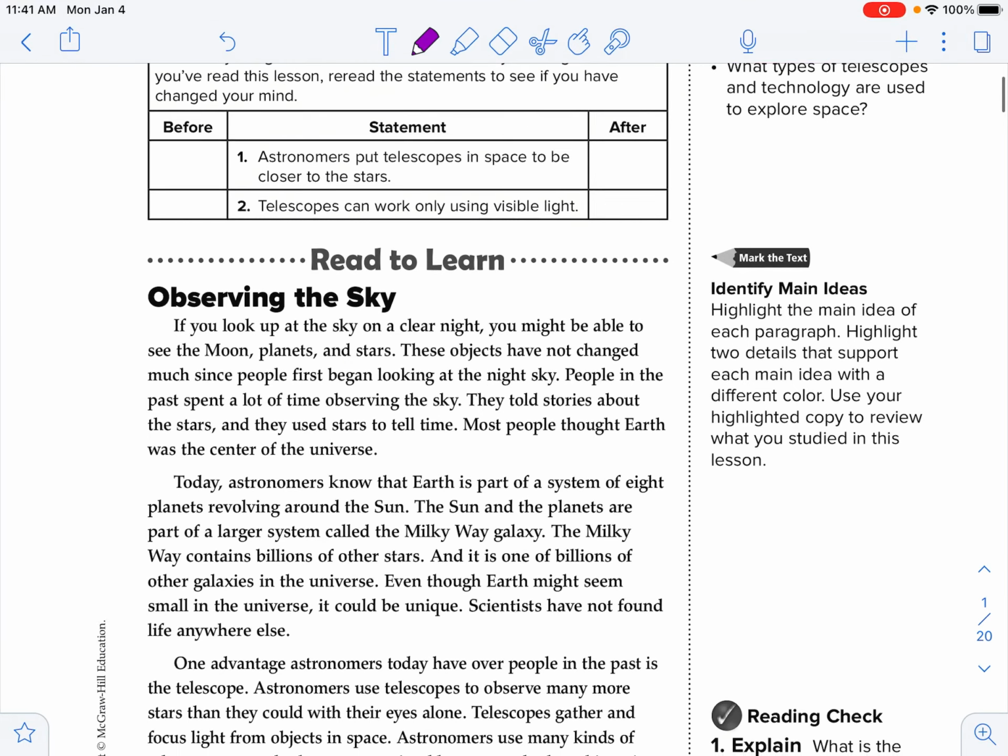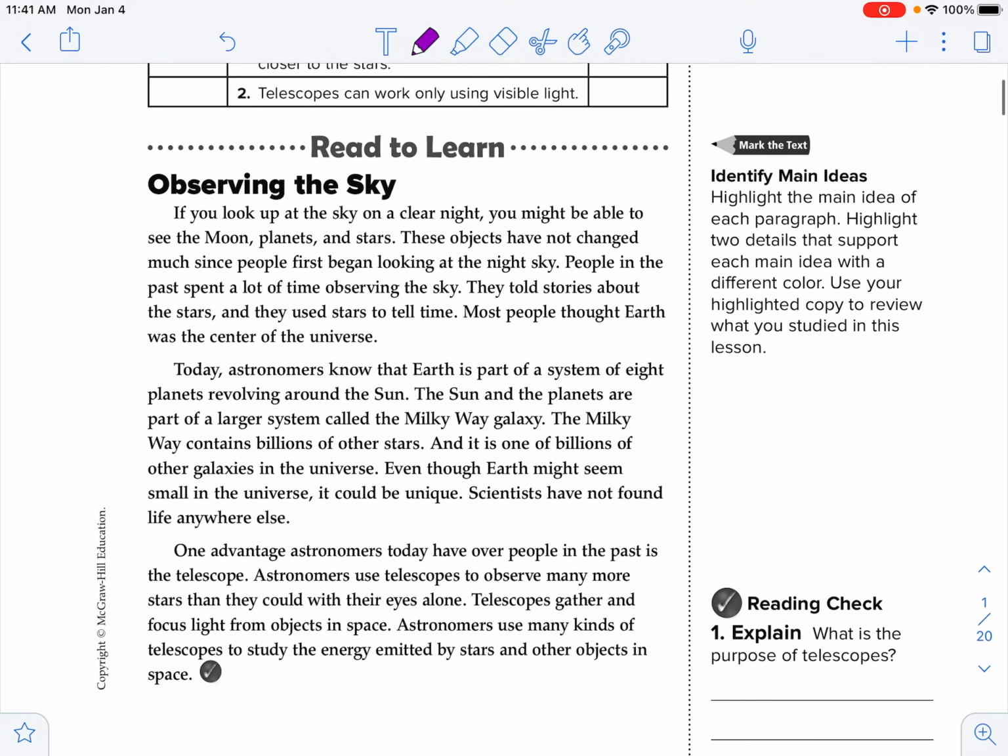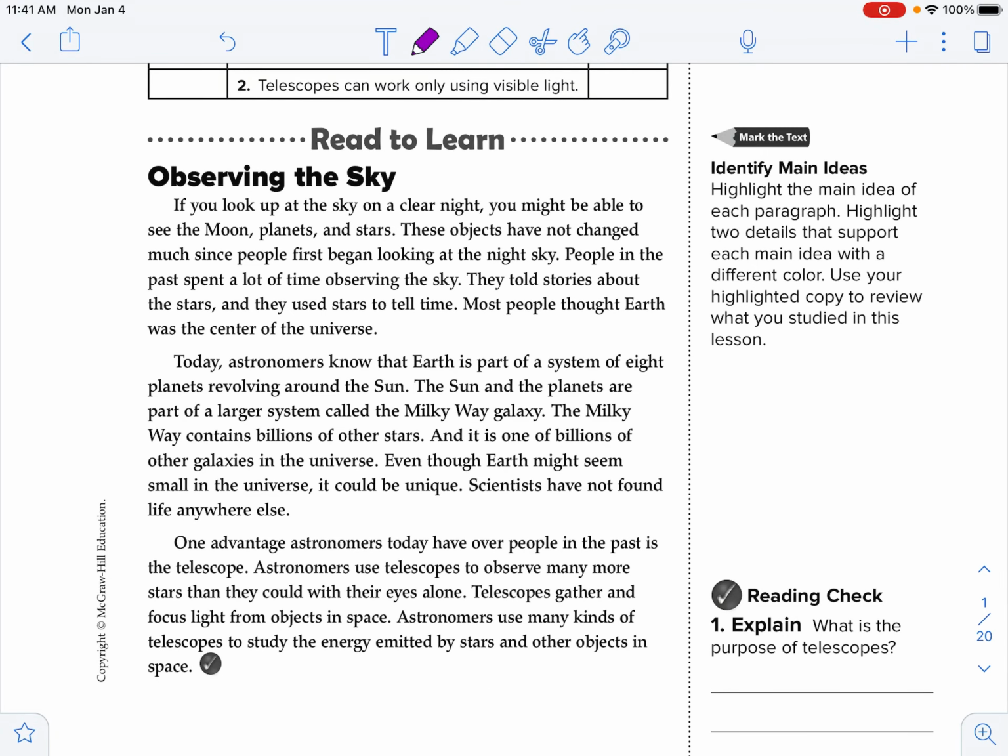So, observing the night sky. If you look up at the sky on a clear night, you might be able to see the moon, planets, and stars. These objects have not changed much since people first began looking at the night sky. People in the past spent a lot of time observing the sky. They told stories about the stars, and they used stars to tell time. Most people thought Earth was the center of the universe. Today, astronomers know that the Earth is part of a system of 8 planets revolving around the sun. The sun and the planets are part of a larger system called the Milky Way galaxy.